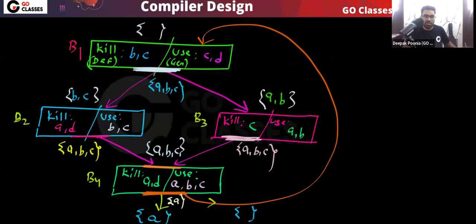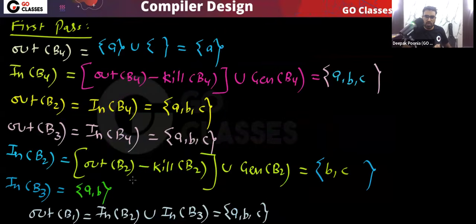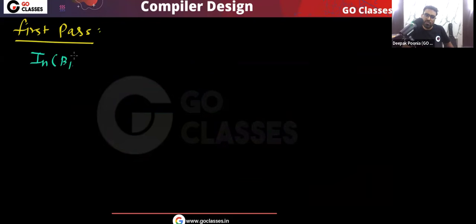Then we will find in of B1. What will that be? To find in of B1, you will take out of B1 minus kill of B1 union use of B1. Very simple. This is the first pass we are discussing. And in the first pass, the next step is let's find in of B1.